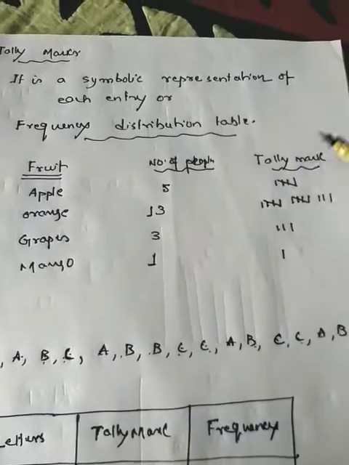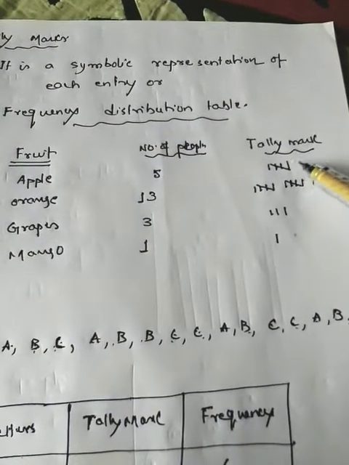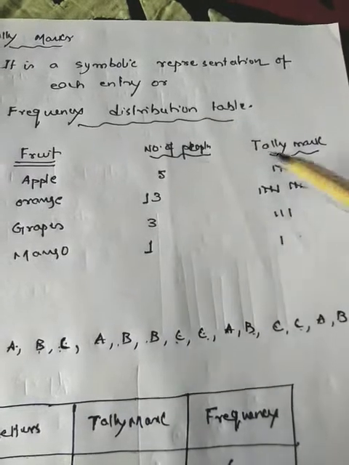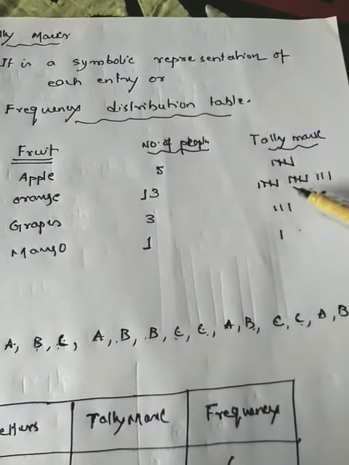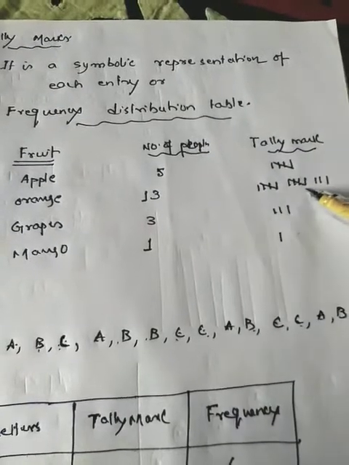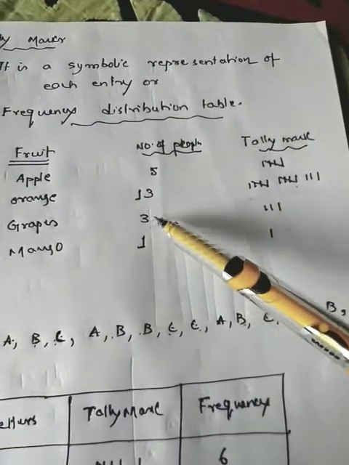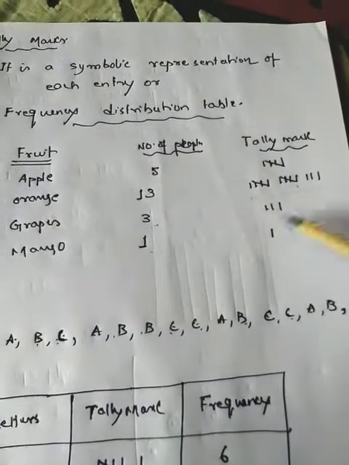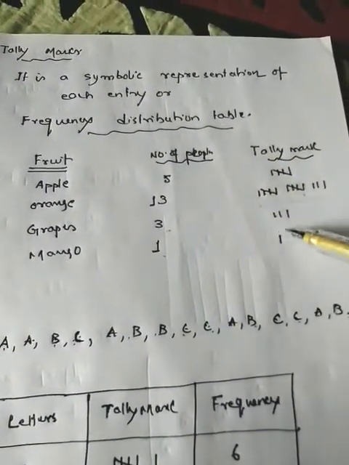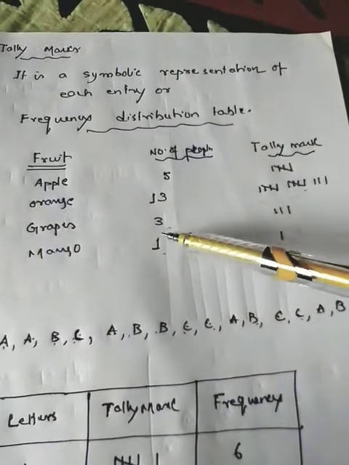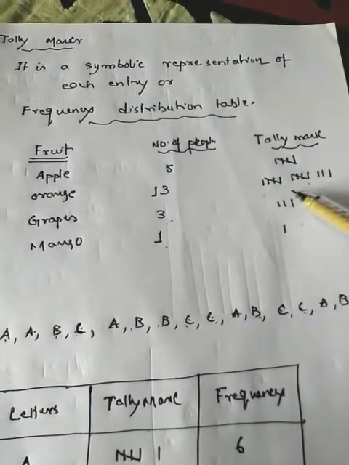Tally mark. So how do we represent this 5? You have to learn this. So 1, 2, 3, 4. When it comes to 5, then you will cross it. How to represent 13? 1, 2, 3, 4, 5. This represents 5. Again 1, 2, 3, 4, 5. This becomes 10, and 3 more: 1, 2, 3. This is how you represent 13. This is very easy. So this is how we represent any entry by using symbols.